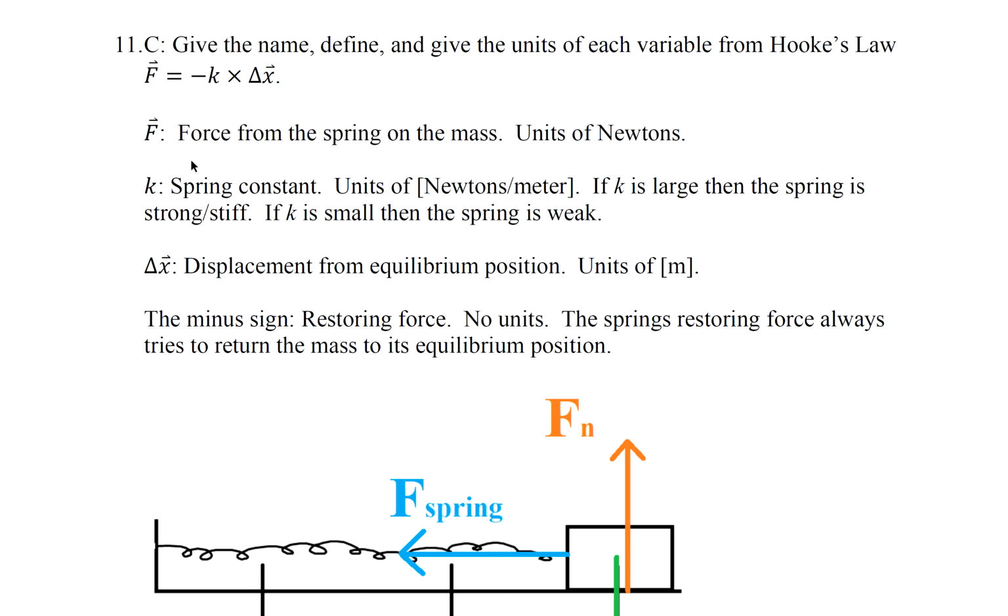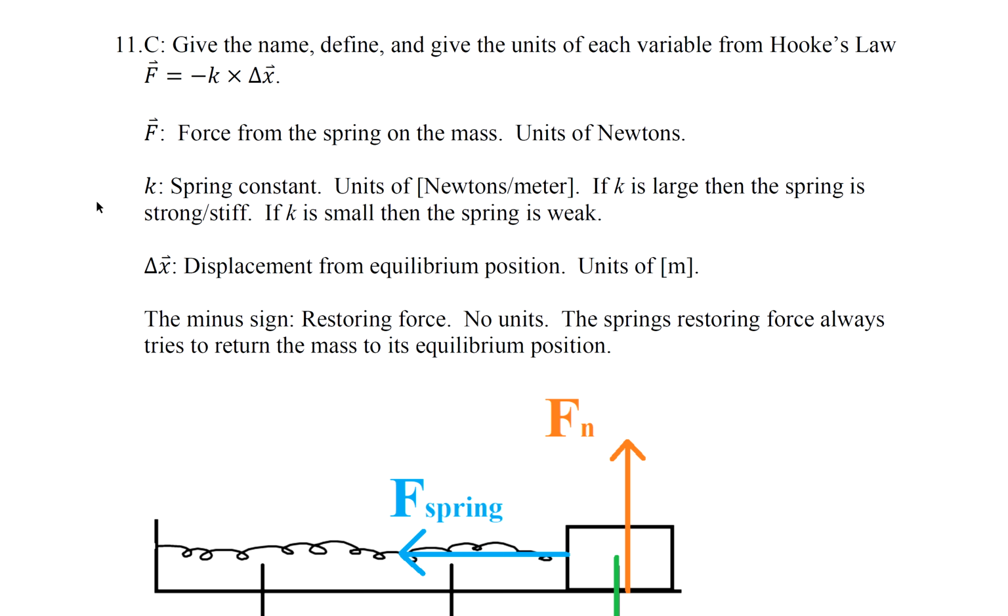Question 11. Give the name, define, and give the units of each variable from Hooke's law, F equals minus k delta x. So F is a force from the spring on the mass, has units of newtons. k is a spring constant, has units of newtons over meters.